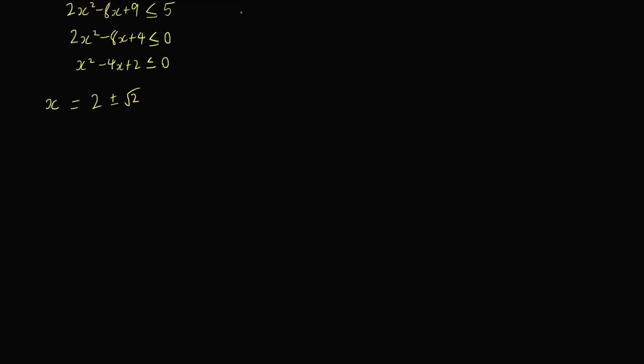Then let's do the other inequality. That will be negative 2x squared plus 8x minus 9 is less than or equal to 5. Move the 5 to the other side. That will be negative 2x squared plus 8x minus 14 is less than or equal to 0. Divide both sides by negative 2. That will be x squared minus 4x plus 7 is greater than or equal to 0. You have to flip it because you multiply by a negative number.